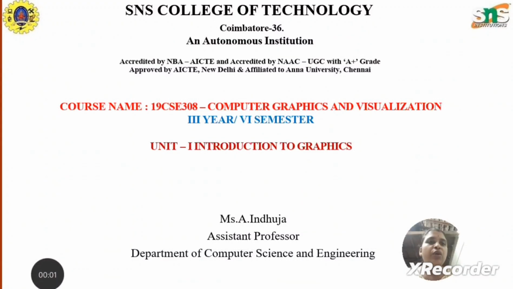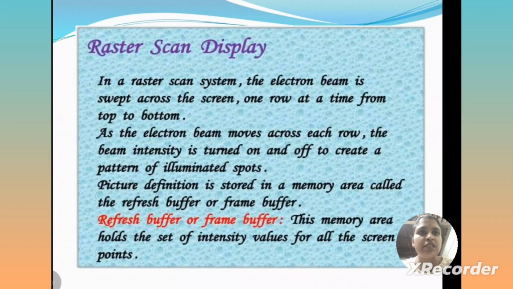Hi all, now we are going to see about the computer graphics and visualization course. In that we are going to see the introduction to graphics. So next we are going to see about the second type of video display devices, which is Raster-Scan Display. In the previous video we saw about CRT, that is cathode ray tube. So the next one is Raster-Scan Display.